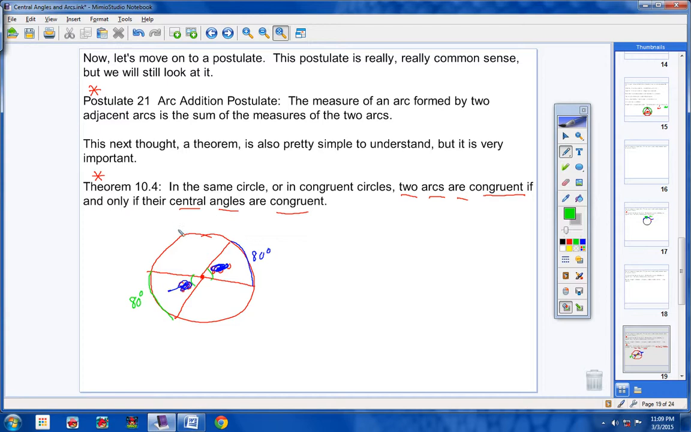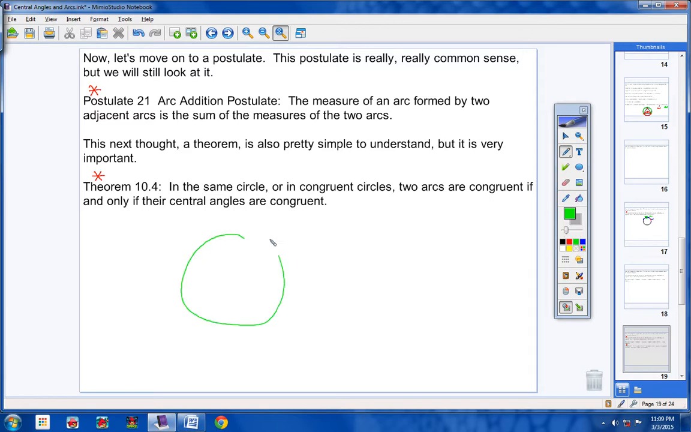Now, also, let's talk about the fact that you can have congruent circles, okay? This theorem is true if you're in the same circle, but it's also true if you have congruent circles. So pretend for a second that this circle here, now you take notes however you need to, okay? Let's pretend this circle here is congruent to this circle here, even though my drawing's not that good, okay?